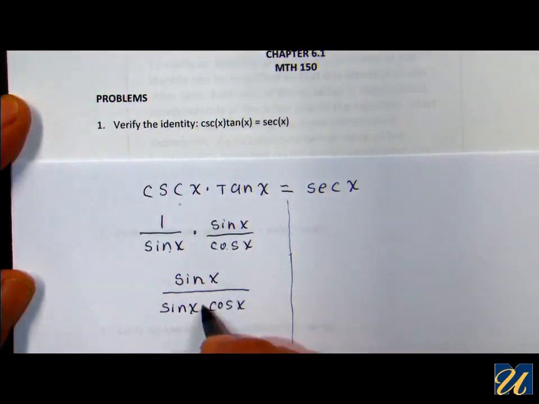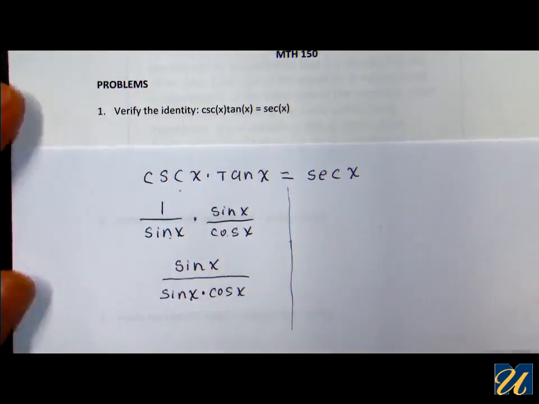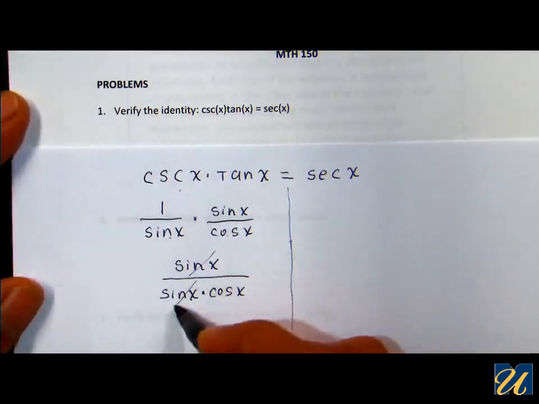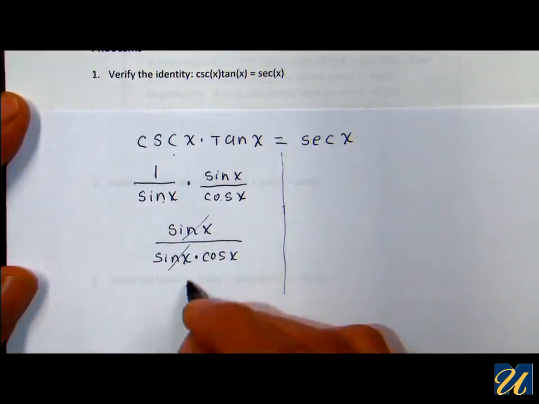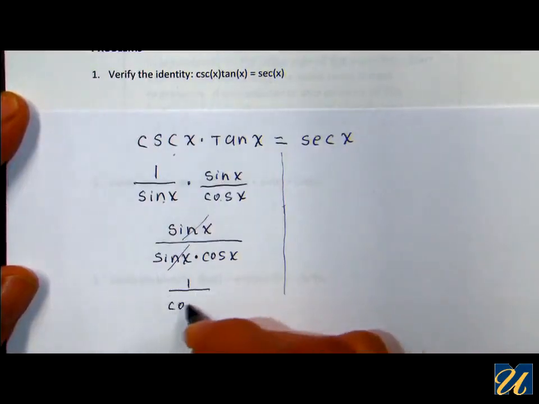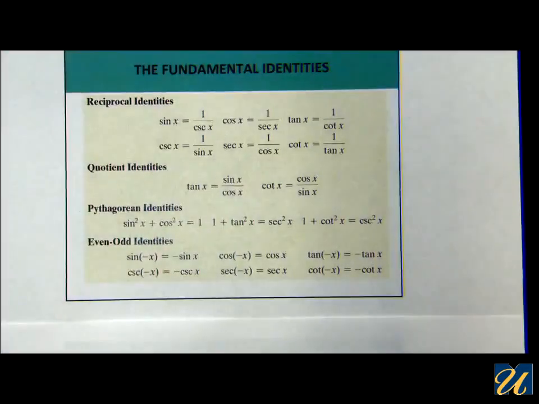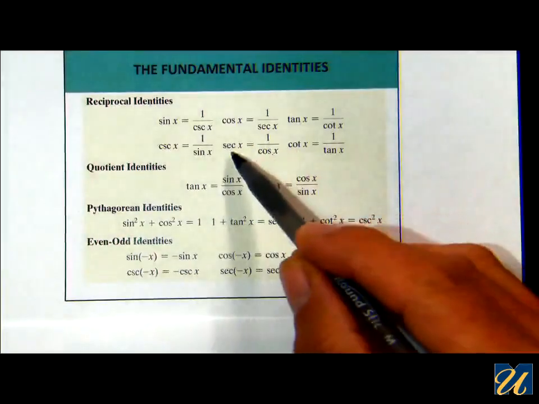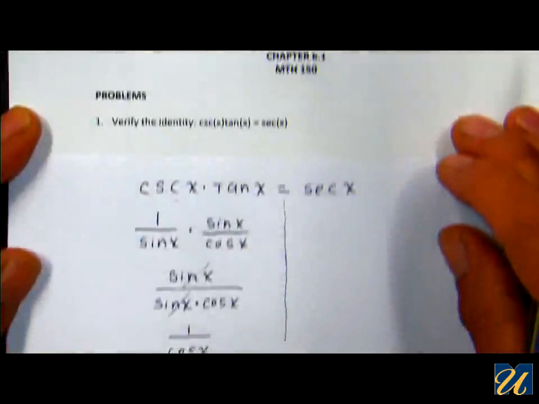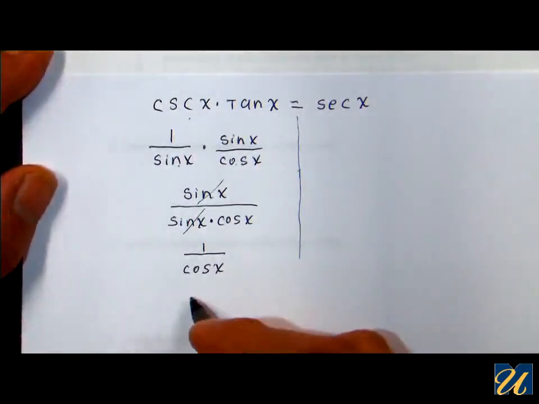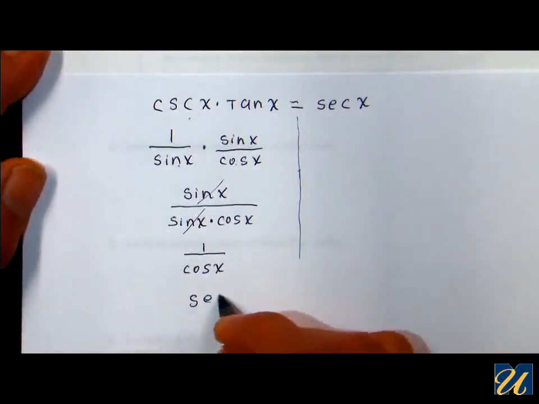Because we have multiplication, and only because it's multiplication, we can divide numerator and denominator by sine of x, and that gives us 1 over the cosine of x. Okay, well, 1 over the cosine of x, go back to our fundamental identities here, 1 divided by cosine of x, here it is, is equal to the secant of x. So we can replace 1 over cosine with secant of x.